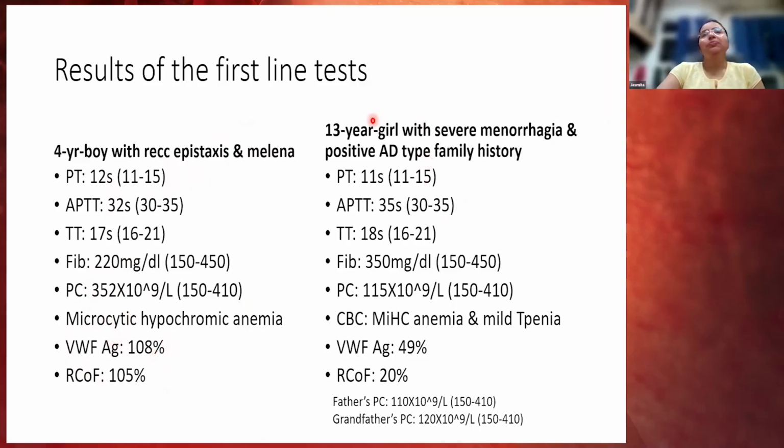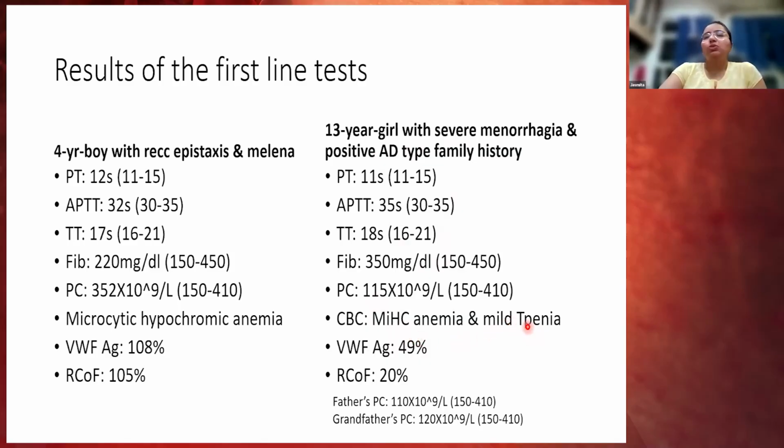and we only know now that the patient has a microcytic hypochromic anemia. Now, the second case was a 13-year-old girl who presented with severe menorrhagia and an autosomal dominant type family history. For her, again, screening coagulogram looks normal except for mild thrombocytopenia here, a platelet count of 1,15,000. So at this platelet count, the count does not really explain the increased bleeding that she's having.